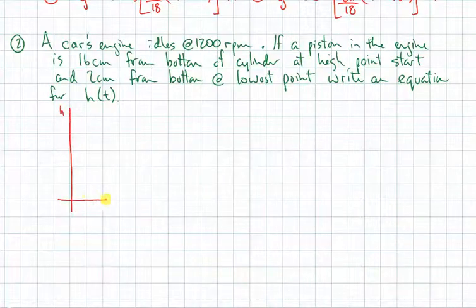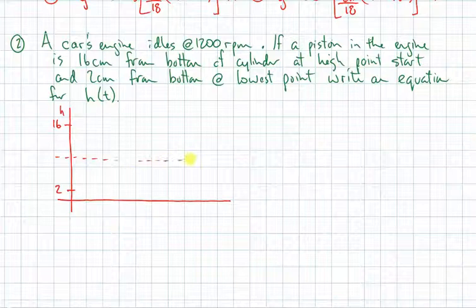Okay, I'm going to make a quick sketch of this, and I'm not going to worry terribly about the scale. I'm just going to try to represent the information fairly accurately. Let's assume it starts at the highest point. I think it actually says that: the piston is at the highest point to start. So it's at a height of 16 at time 0. It's at a low point of 2 a little bit later. I'm going to make some dotted reference lines to help in sketching a sinusoid.